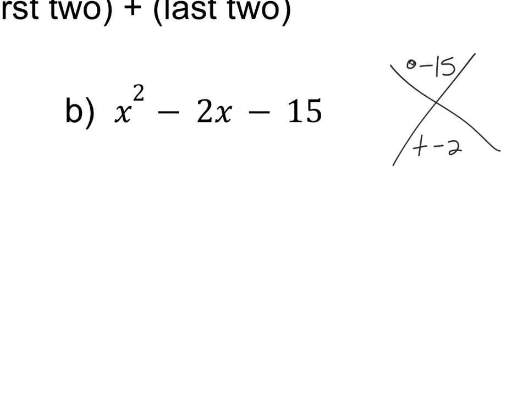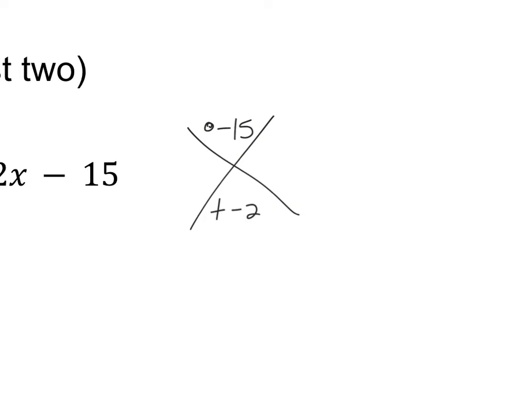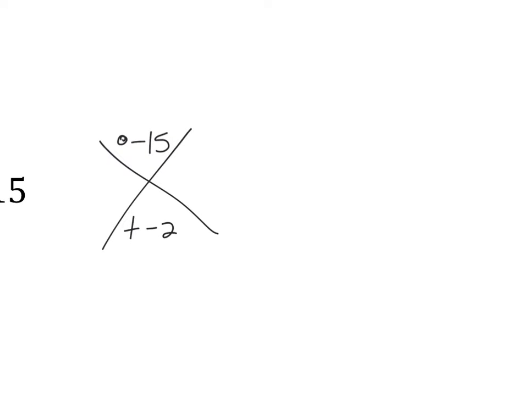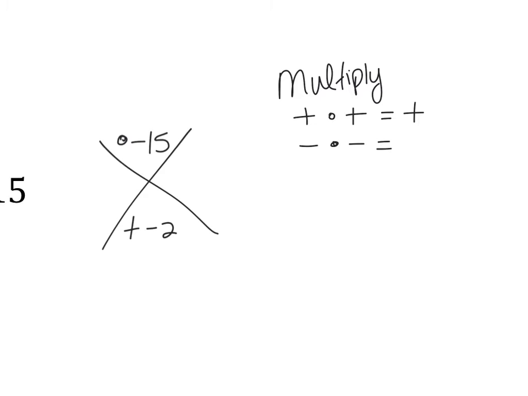Okay, so let's talk about a few things. If you are multiplying 2 numbers, and you might want to just do this off to the side, if you have a positive times a positive, it's going to be a positive, right? And if you have a negative times a negative, that would be a positive as well. If you have one positive and one negative, that's going to be a negative. So in this case, since these numbers will multiply to give me a negative answer, I know I need a positive and a negative.